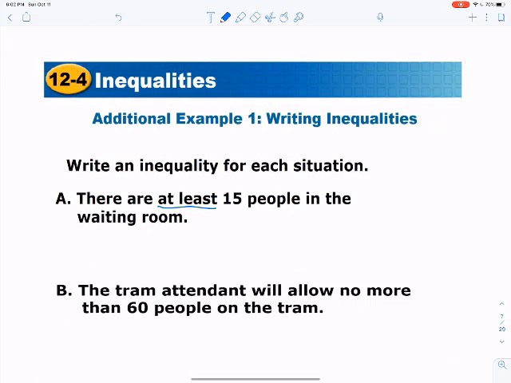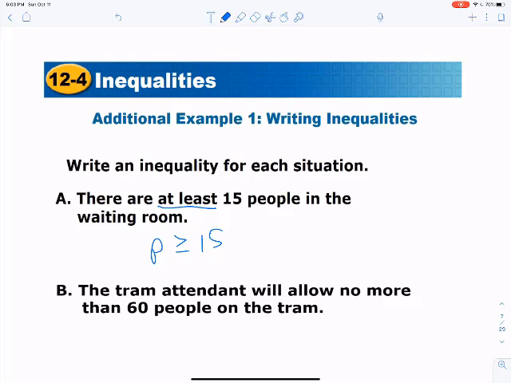So how do I write a situation about this? Well, you first pick a variable. I'm going to use P for people. It says there are at least 15 people in the waiting room, so I'm going to take the 15, put it on the other side, and put an inequality symbol in the middle. These people are at least 15, so it's going to be P greater than or equal to 15.